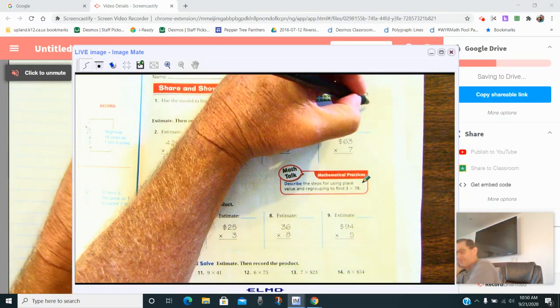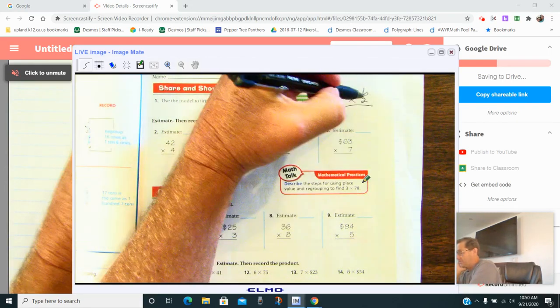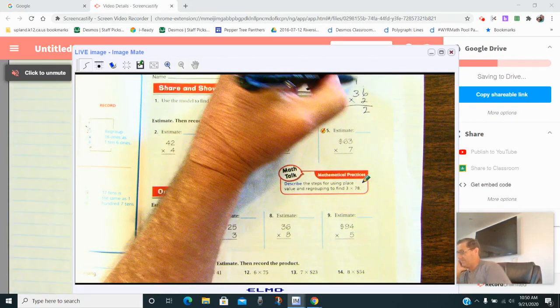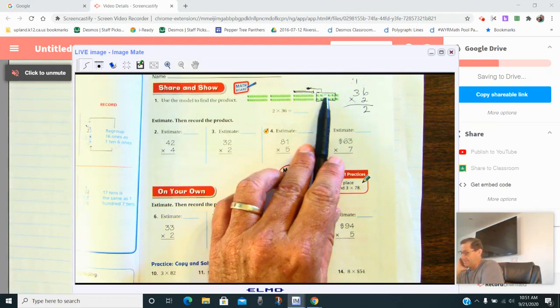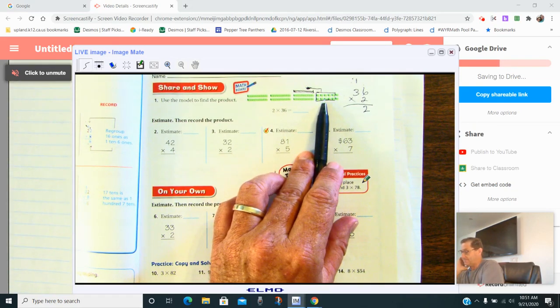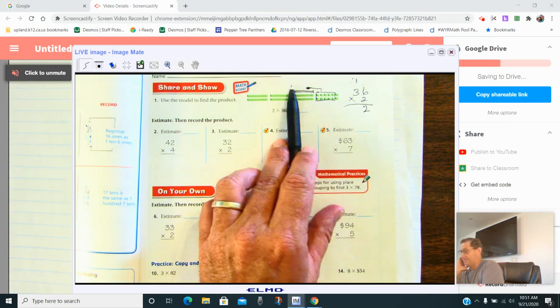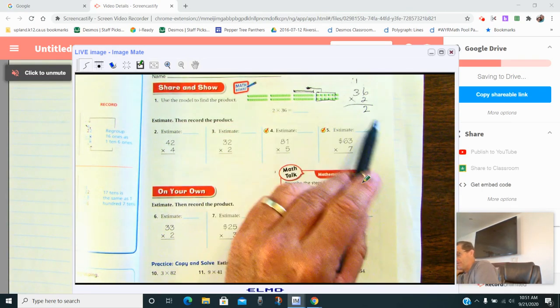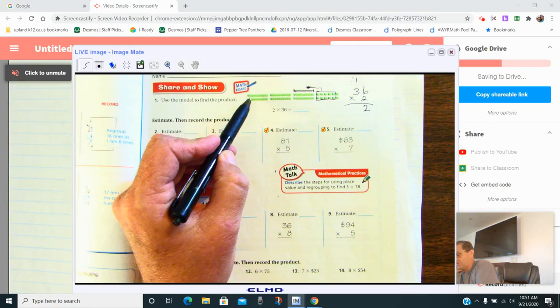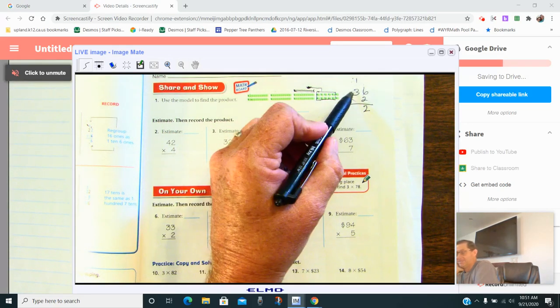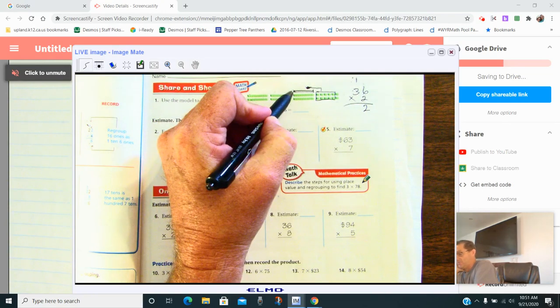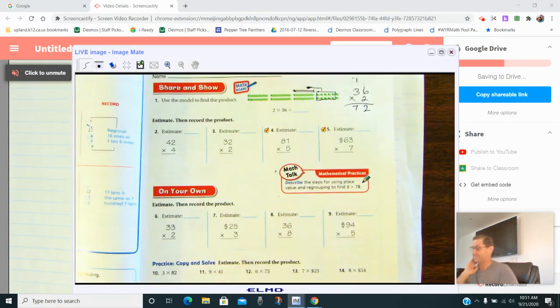So we're going to stack 36 by 2. 2 times 6 is 12. Okay, we're going to regroup 1 ten. That's what we have drawn here. We took the 10 ones from the 12 and gave it to the tens. Now we can multiply how many 10s we have. We have 1, 2, 3, 4, 5, 6, 7 tens. 3 times 2 is 6, plus the regrouped 10, 7.